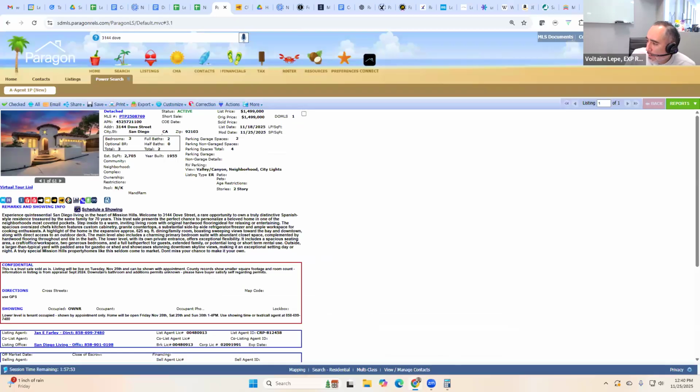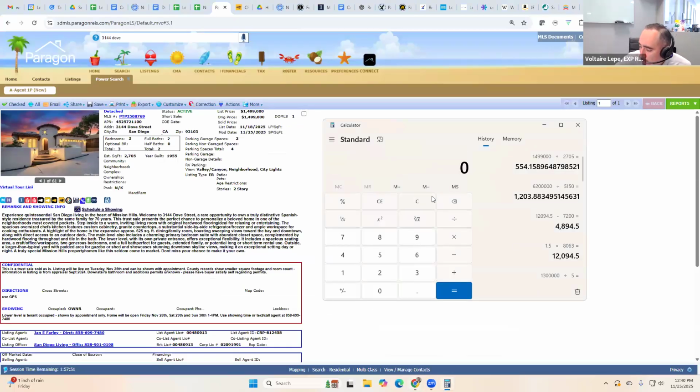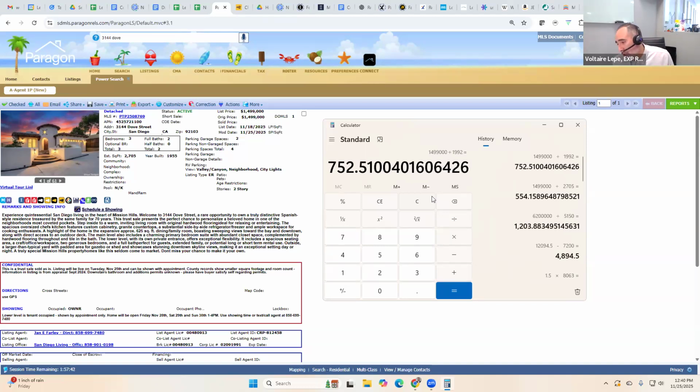So let's take out the calculator. 1499 divided by 1992 square feet. Now it's $752 a square foot. So like I mentioned earlier, neighborhoods maybe about 1,000 down to as low as maybe 800. So there's still some room here, but now it's not like a great deal at 500 and some dollars a square foot.